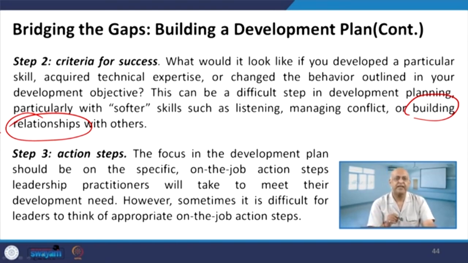At action steps, it is difficult for leaders to think of the appropriate job action steps. Whatever the job action steps are, they have to be developed in the given time. If you are able to do that in the given time, then definitely your criteria for success and your action steps will be matching. Now, what are the barriers here? The barriers are the personalities.